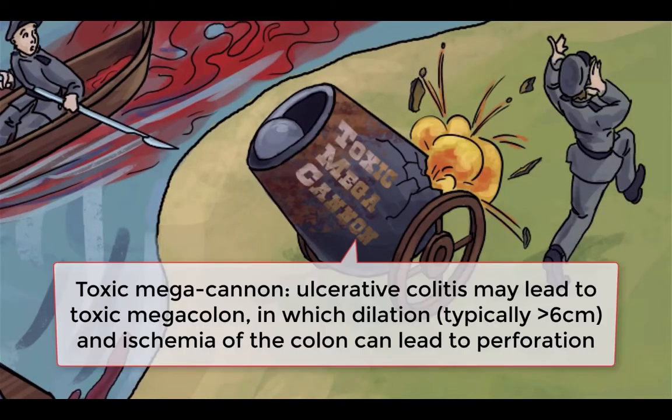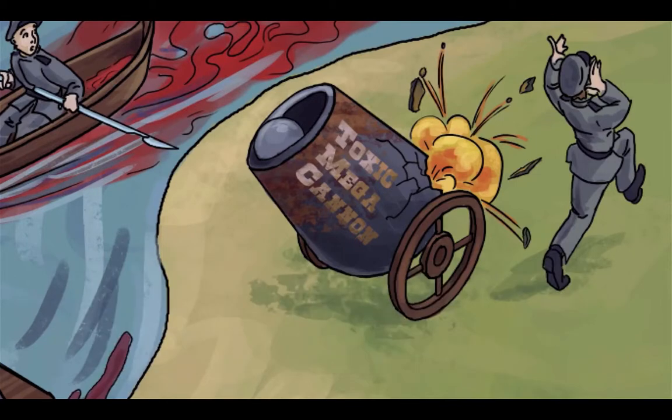ulcerative colitis is toxic megacolon. Remember we mentioned this just a bit ago? Toxic megacolon, also known as fulminant colitis, is a late complication of ulcerative colitis in which inflammation extends to the smooth muscle layer, paralyzing the colon and rectum and leading to severe dilation of the colon and systemic toxicity. The right colon is typically more dilated than the left, but any segment dilated greater than 6 centimeters in combination with clinical findings is enough to diagnose toxic megacolon.